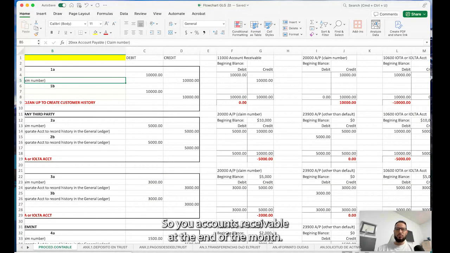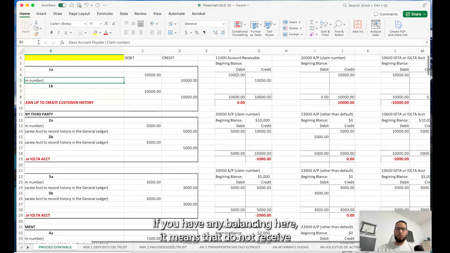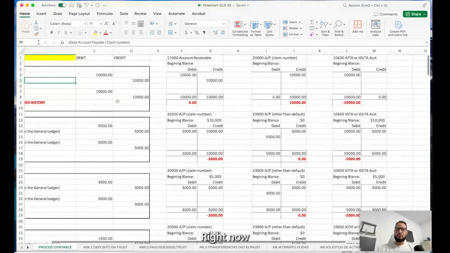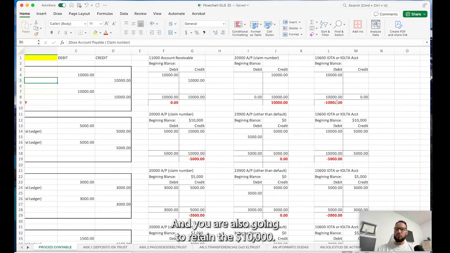So your accounts receivable at the end of the month, let's just say this is only one transaction, is going to end up at zero. This is how it has to end, at zero, for example. And this is part of your accounting controls. If you have any balance here, it means that you did not receive all the money. Correct. All right. Now, the accounts payable for the claimant is going to retain the $10,000 credit. And your IOLTA is also going to retain the $10,000.